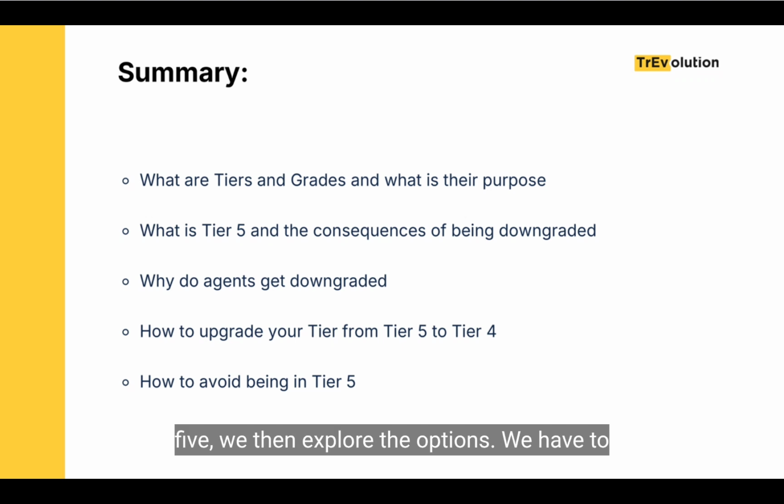We then explore the options we have to improve our tier, if we happen to find ourselves in Tier 5, and how to stay clear of it once we get upgraded. If you never got to Tier 5, good for you. You can make sure you stay out of it by taking note of this lesson.